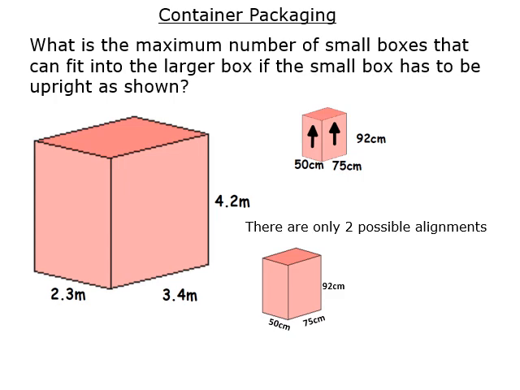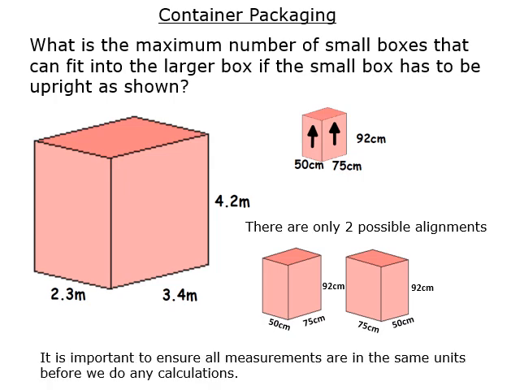So you've got that, so the 50 corresponds to the 2.3, 75 corresponds to 3.4, and the 92 corresponds to 4.2. The 92 will have to correspond with the 4.2, no matter what, because otherwise you'd be turning the box on its side. So the other alignment is that. So the 75 is corresponding to 2.3 now, and the 50 is corresponding to 3.4. As I said, you need to get it into the same units.